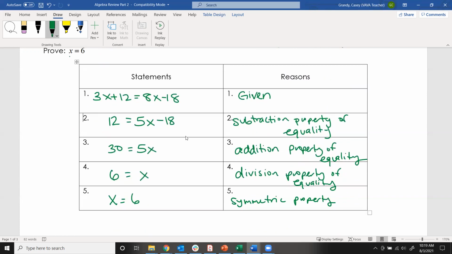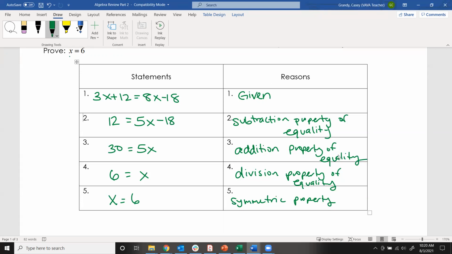I like to think of the proof, the reason column, as that annoying little sibling or child that's always asking why. So I'm going to say 3x plus 12 equals 8x minus 18. Why? Well, because that was given. So 12 equals 5x minus 18. Why? Because of the subtraction property. Allowed me to subtract that 3x from both sides. So 30 equals 5x. Why?